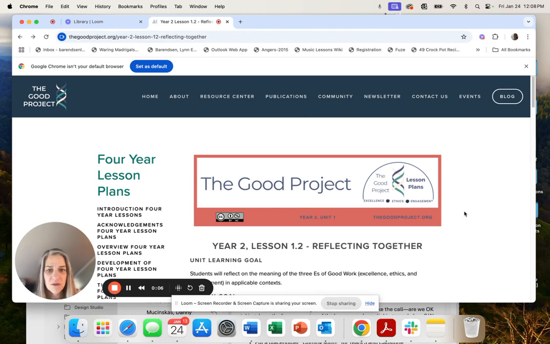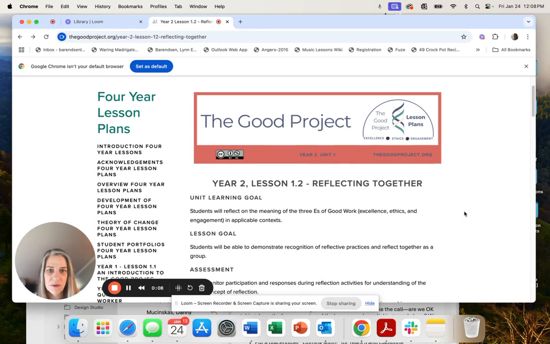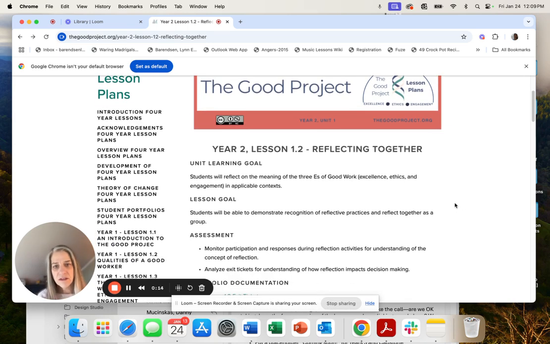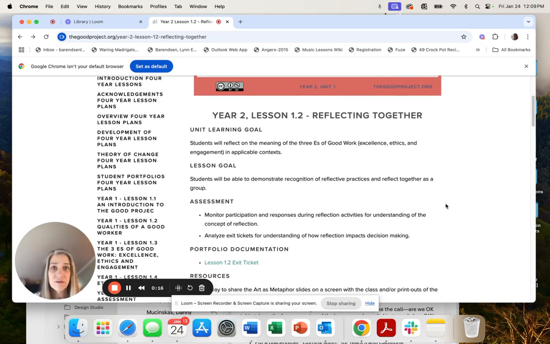So, welcome to Year 2, Lesson 1.2, where we are going to talk about reflection and the importance of reflecting together. There's a lot of reflection in the Good Project lesson plans, and this lesson is really focused on stepping back and talking about why we reflect.